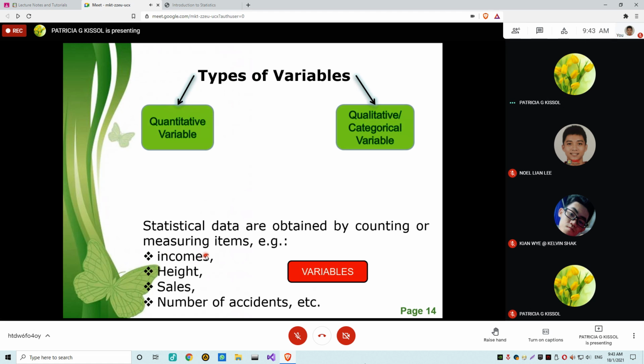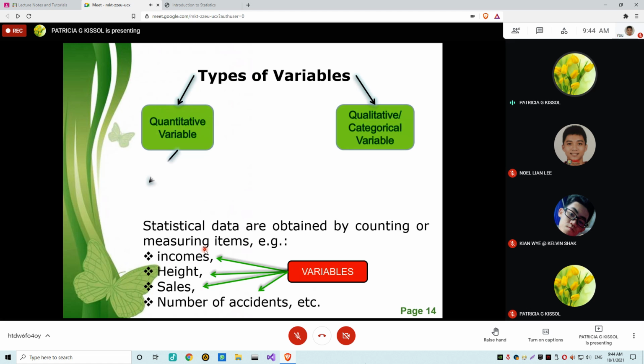We can measure the incomes of each family, for example. We can measure the height of students in a class. We can measure the sales in a week. We can calculate the number of accidents per month. So all these are considered variables. But what I have shown you here are variables of the type we call quantitative variables, because each one that you see here we can calculate, unlike the qualitative, which we can't.